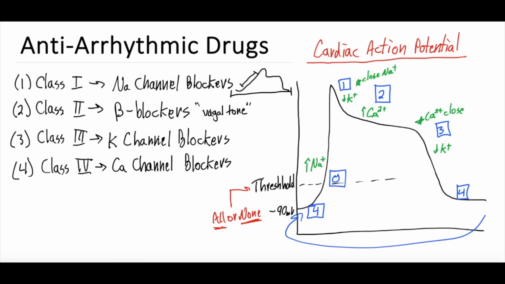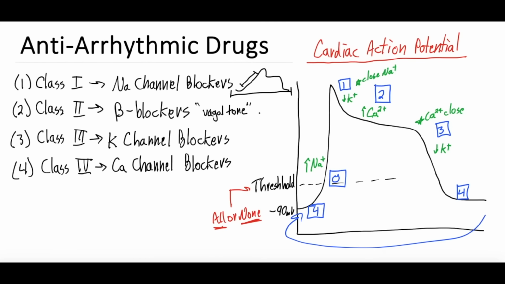Well, class 3 are potassium blockers. These are things, and there are some mixed pathways too, like amiodarone, dofetilide, ibutilide, etc. And these are going to block potassium channels. What that is going to do is increase the time that the cell takes to repolarize. And while this cell is repolarizing, it cannot get another action potential. It's refractory. So it prolongs the QT.